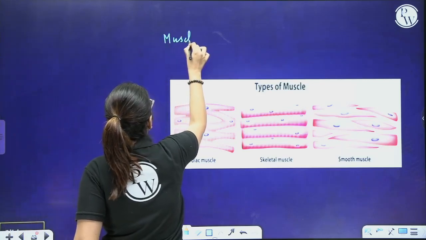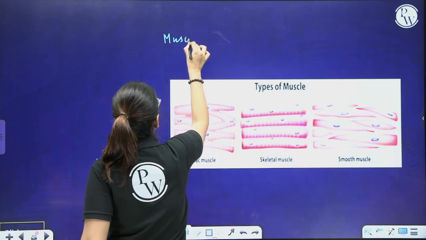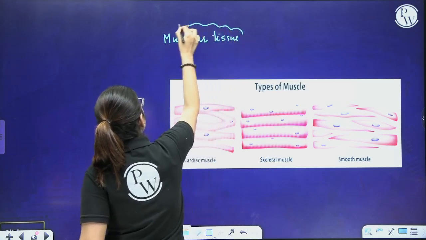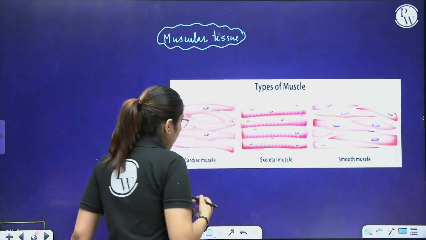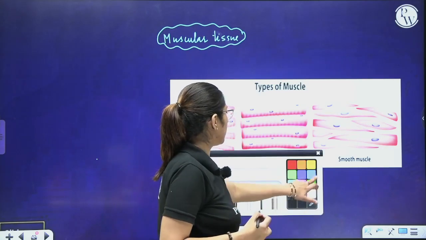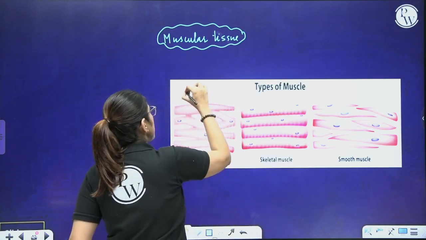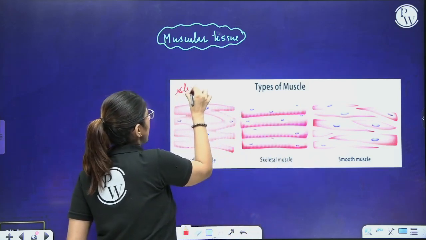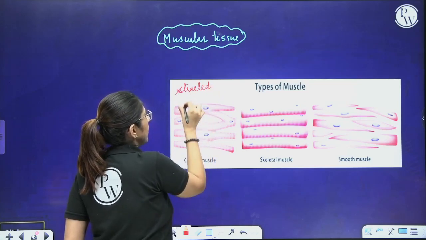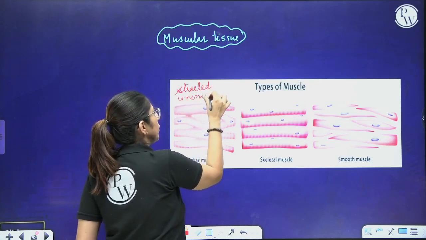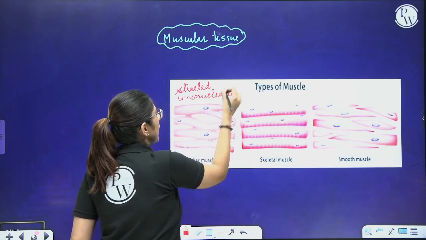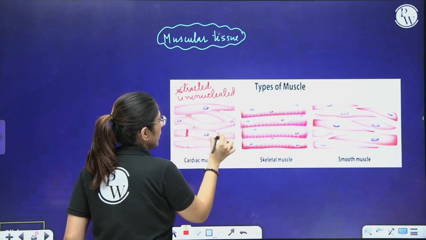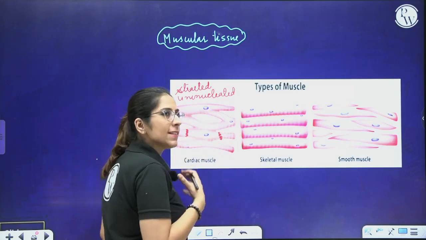So muscles, that is the muscular tissue. So muscular tissue, that means different types of muscles we are having. The first thing we have is the cardiac muscle. So cardiac muscles are those muscles which are striated, right? Striations are there, right? These are uninucleated, right? And they have a special kind of structure present in them, right? Intercalated discs are present. They are self-excitatory.